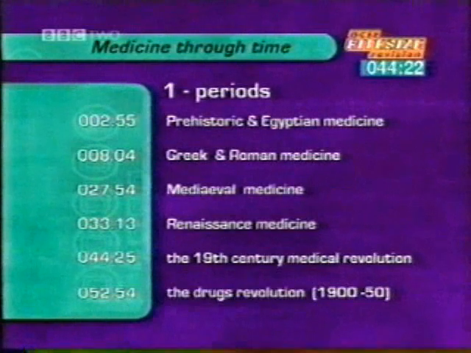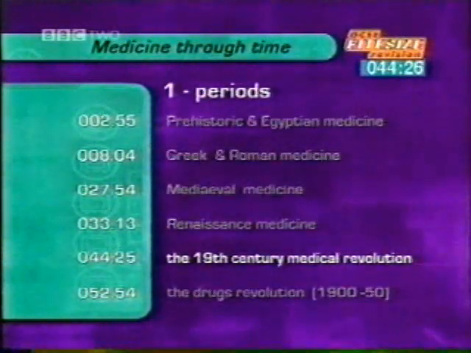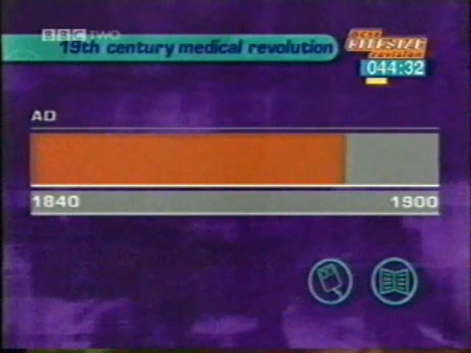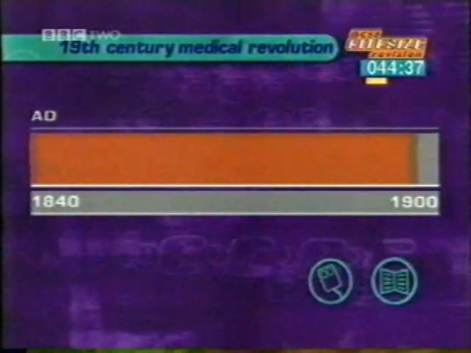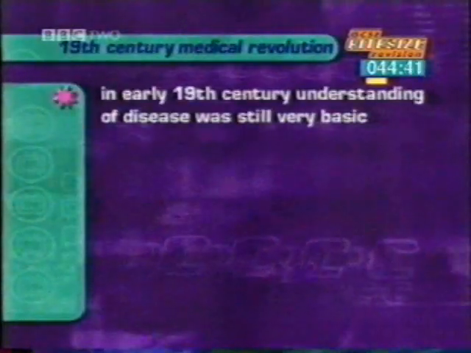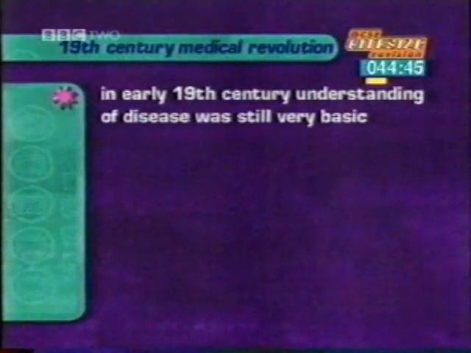Up to 200 years ago, change in medical knowledge and practice had mostly been extremely slow. In the 19th century, however, things began to change very fast. At the beginning of the century, understanding of disease was still very basic. In fact, some still believed in the four humours.